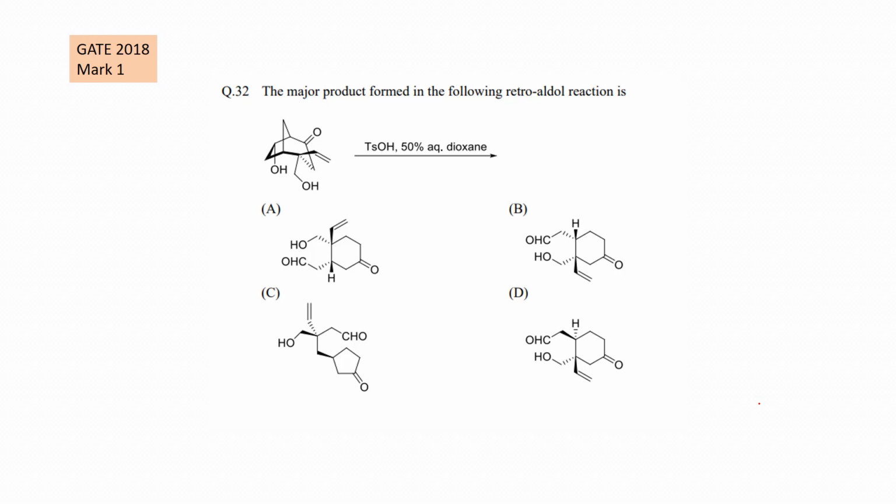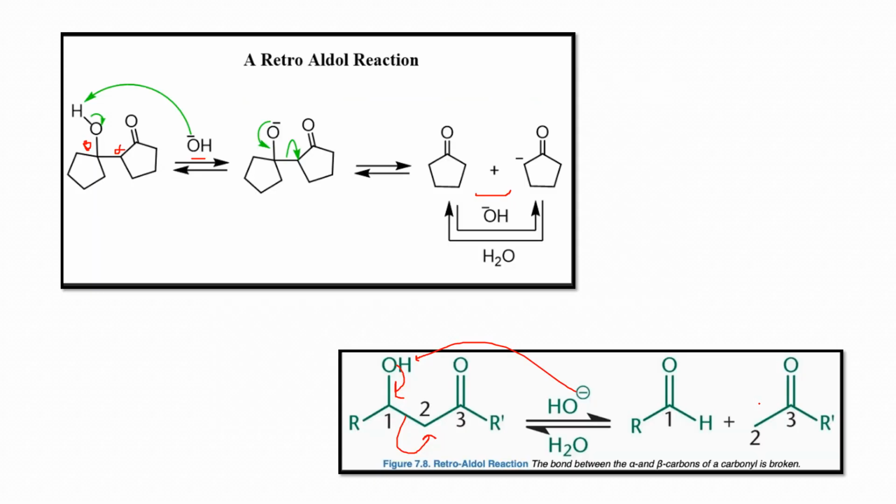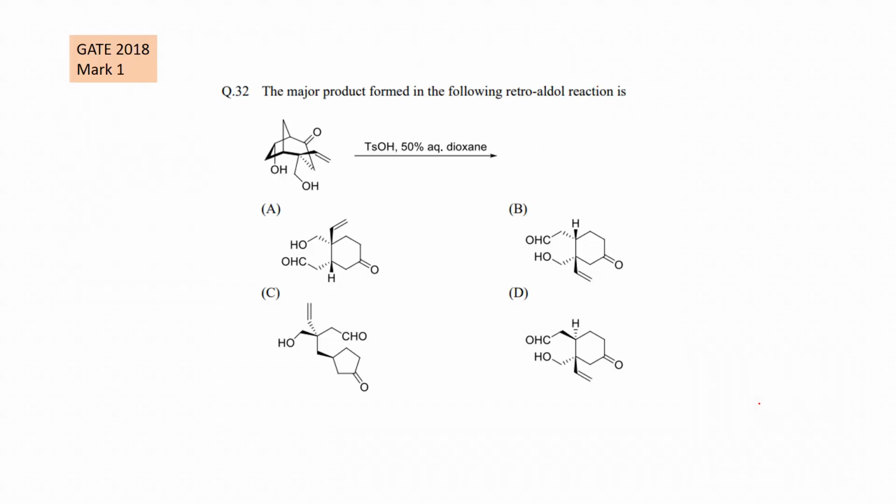Just try to memorize what we have done in this case. You have to do the same. You just have to deprotonate your hydroxy. Then through rearrangement, you will break the newly formed carbon-carbon bond and will get your desired two carbonyl compounds.